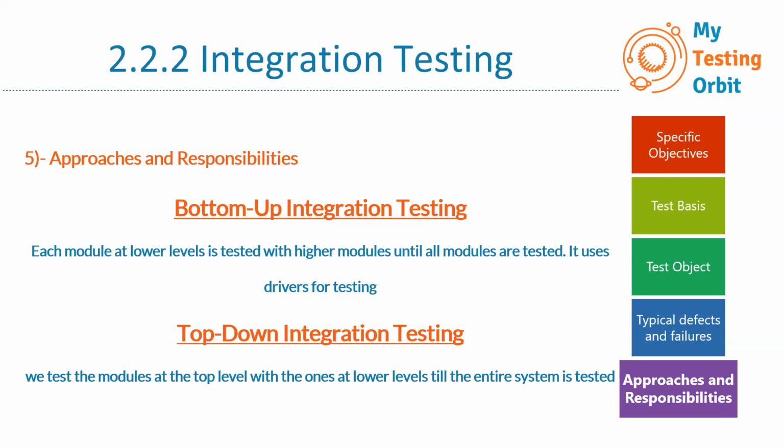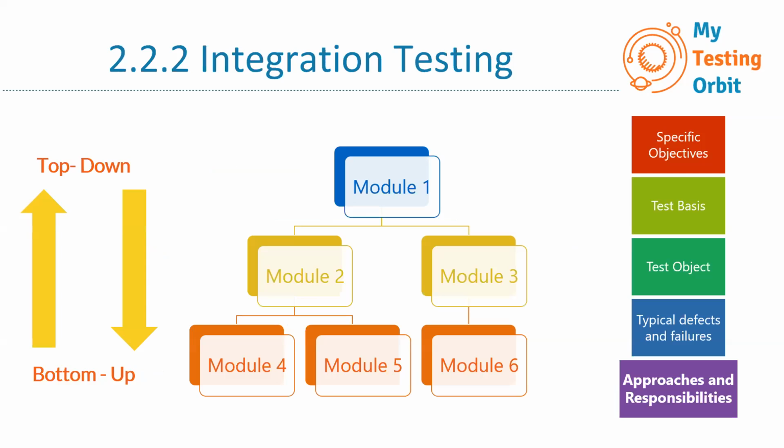We will see a diagram, and I think that will make it more clear if the text is not making it very clear. So the second one is top-down integration, which is also known as top-bottom. So if you hear about the top-bottom approach, then it's nothing different than the top-down one. It's the same thing. So over here, we test the modules at the top level with the ones at lower levels till the entire system is tested. So let's have a look at this diagram.